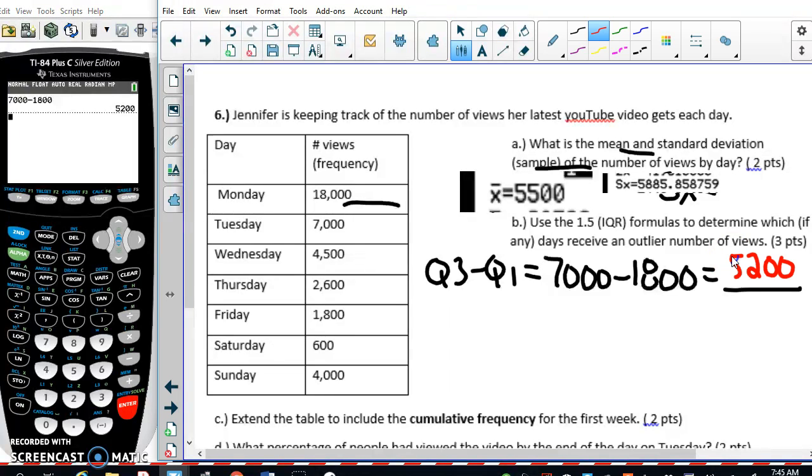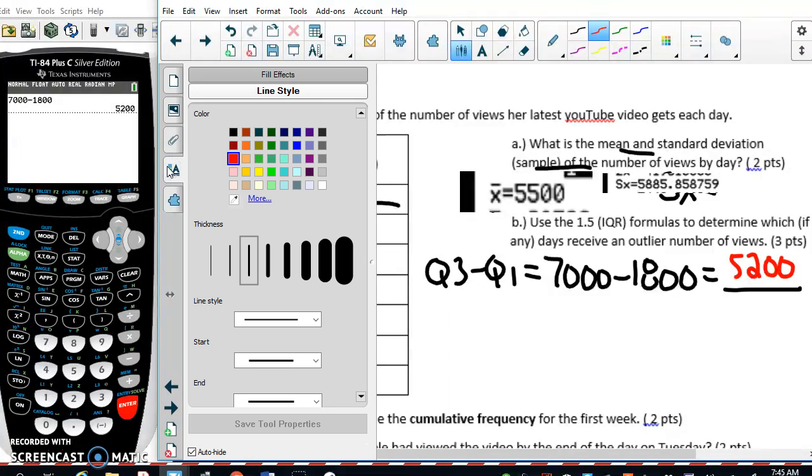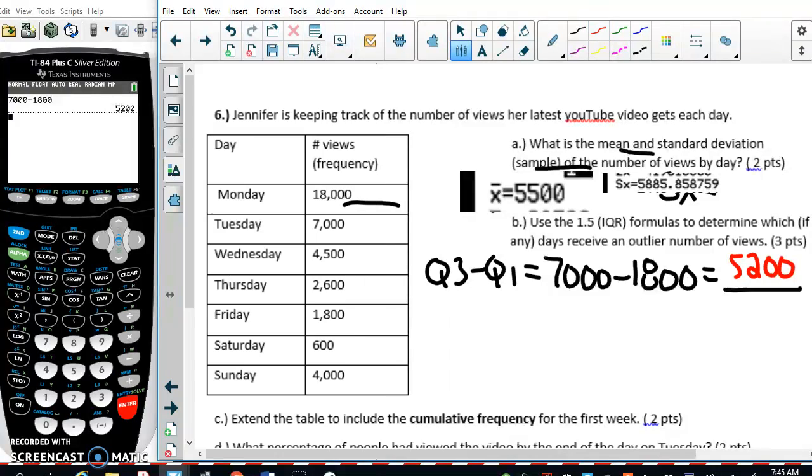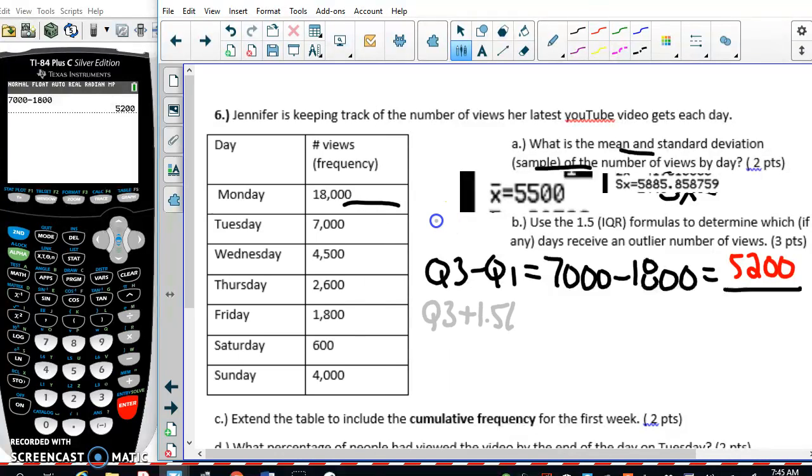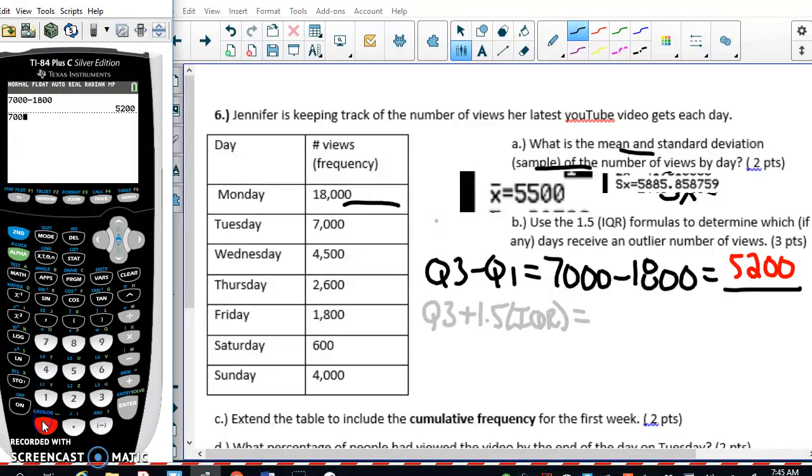5,200. And that's what we're going to be using in either one of our outlier formulas. Our first formula is Q3 plus 1.5 times the interquartile range. So for that, what are we going to be doing? We're going to be doing our Q3, our 7,000, let's go over the calculator, plus 1.5 times 5,200. All right, and we get, when we do that, we get 14,800.